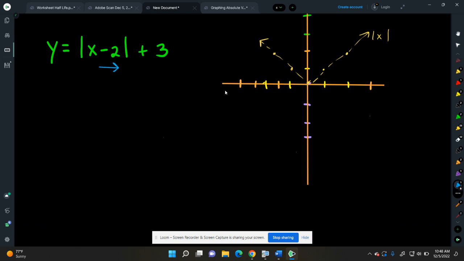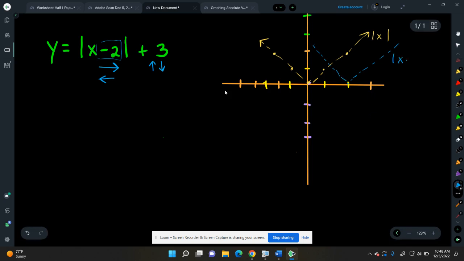Inside, we move left or right. Outside, we move up and down. Okay, so we're going to move to the right 2. Now I'm going to keep it dotted. We went right because inside, we do the opposite. This is a -2, which you would think would be left, but we do the opposite. So if it was positive, it would go to the left. We're going to leave this dotted because we're not finished.